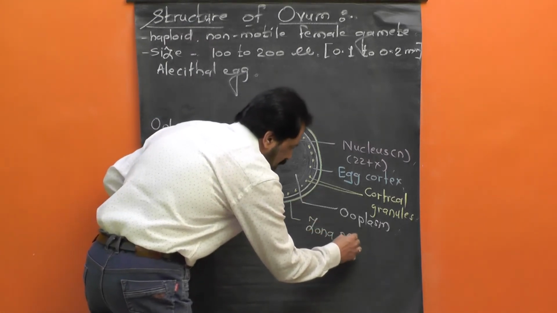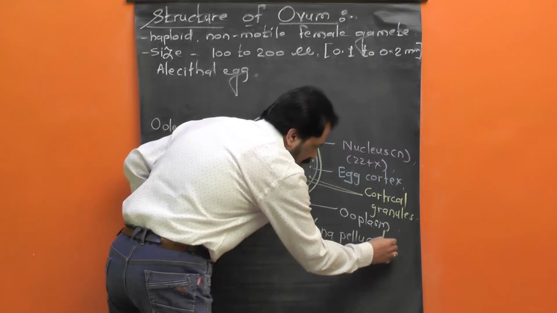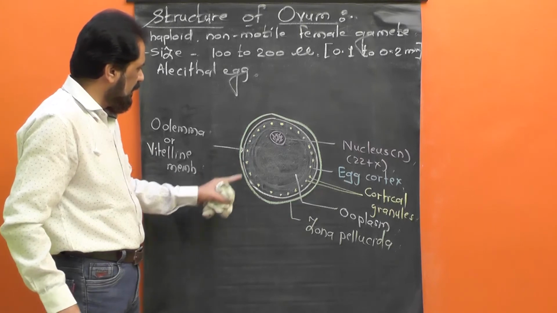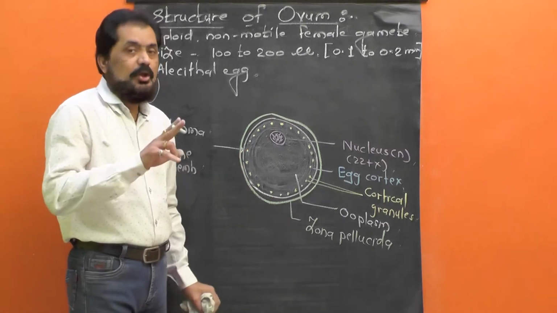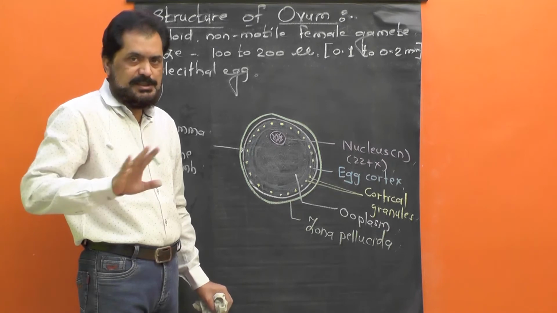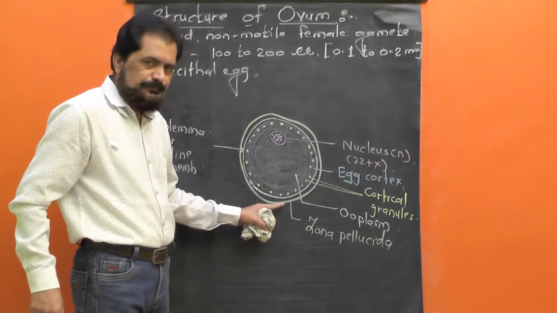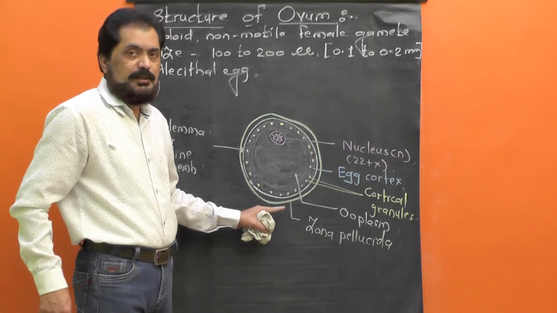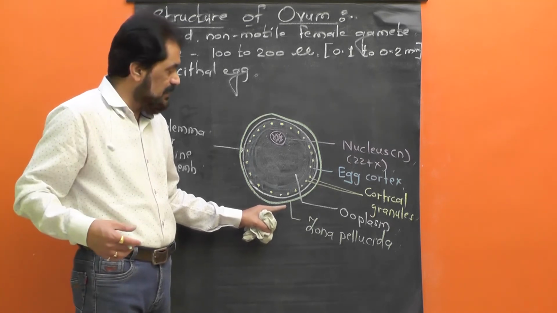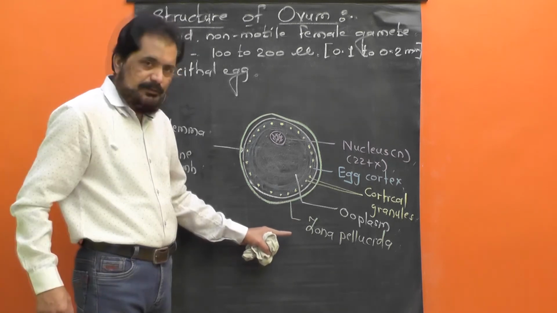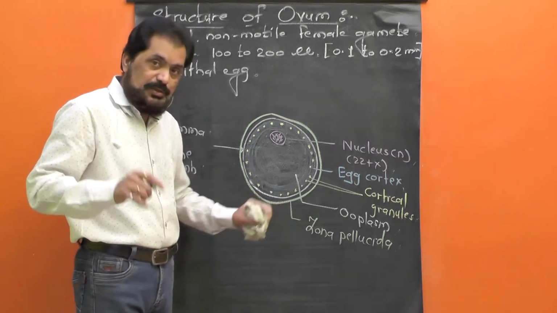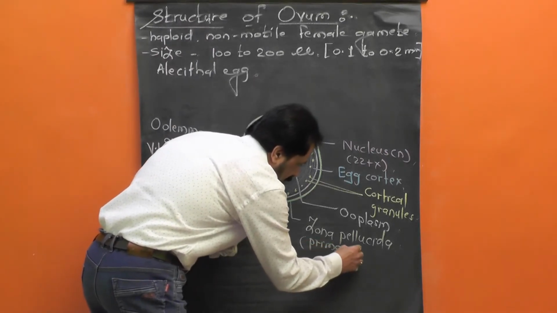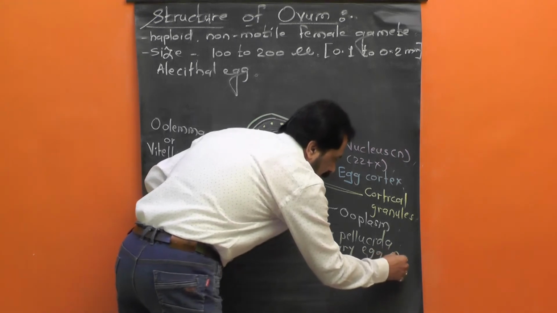You have to remember these names. Zona pellucida. It means just outside the vitelline membrane there is a non-cellular layer. Mind well, it is not made up of any cells. This layer I have shown, the zona pellucida, is not cellular, it is non-cellular. It is made up of gelatinous material known as the zona pellucida. And again, this zona pellucida is also called the primary egg membrane. For your additional knowledge, it may be called the primary egg membrane.